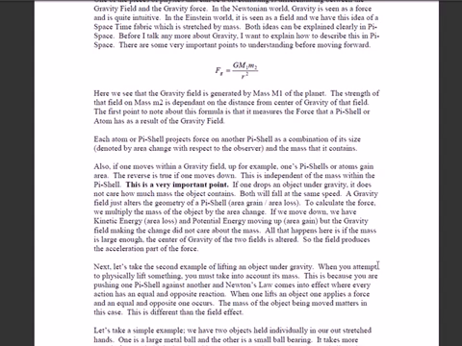So let's say you take an object and you try to lift it under gravity. The mass of the object is important. It's very important.